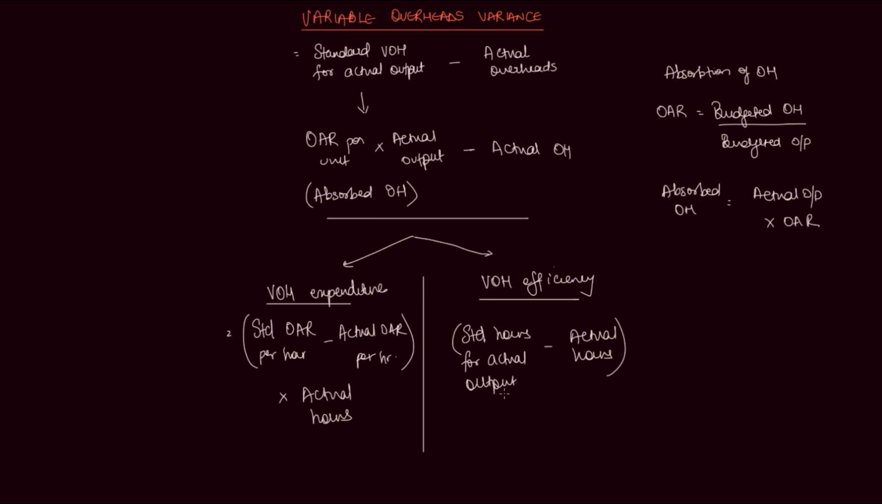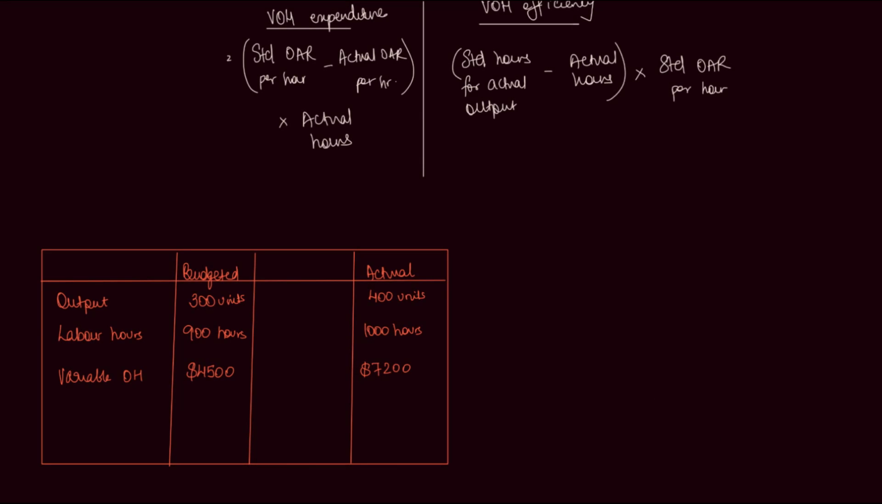Now this difference will be in hours. Standard hours minus actual hours, basically how many extra hours or how many fewer hours the labor have taken to produce the output. This will be multiplied by the standard overhead absorption rate per hour to arrive at the overall variable overhead efficiency variance. Now let's do an example to understand the variable overheads variance better.